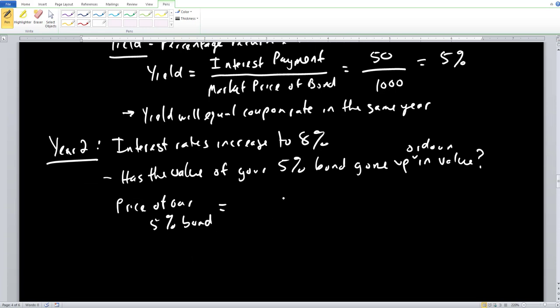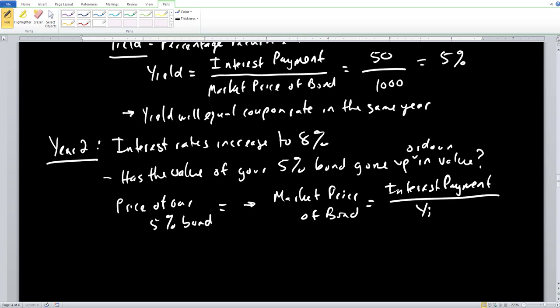So here, if we just want to go ahead and get a general formula for this, we can say the market price of a bond is equal to the interest payment, or the coupon payment, divided by the yield on all new bonds in this particular year. So in order to find the price of our 5% bond, we algebraically manipulated our yield equation, and we come to this equation right here, where the market price of a bond is equal to the interest payment divided by the yield. So knowing this, let's go ahead and insert these numbers right here.